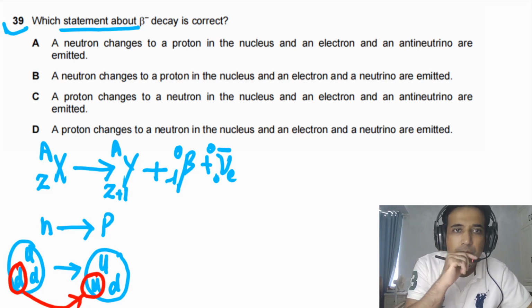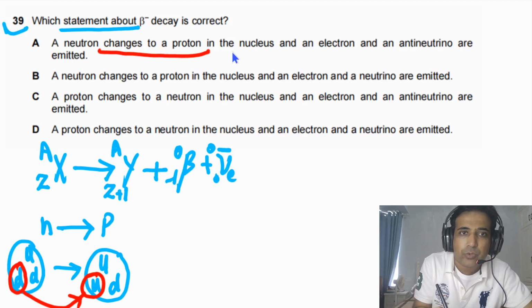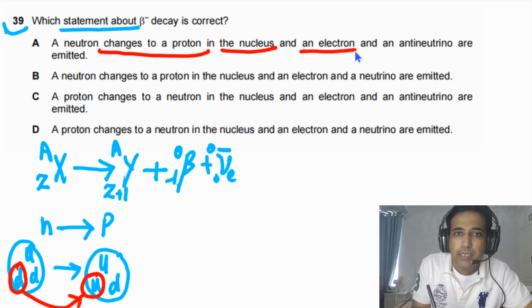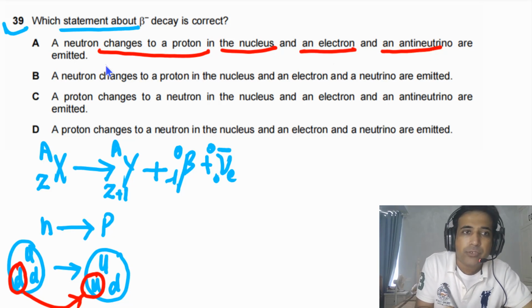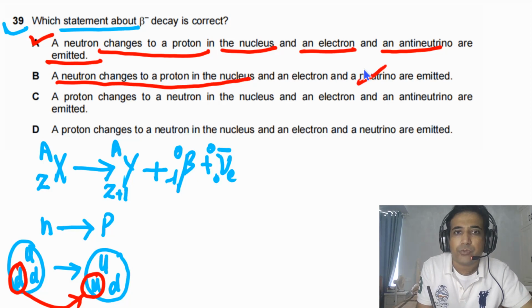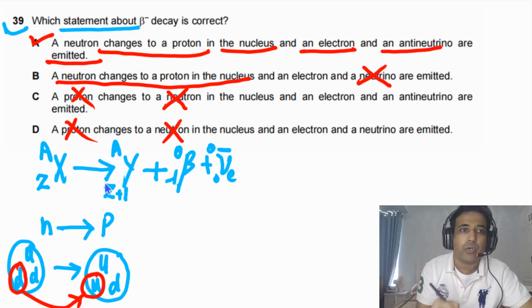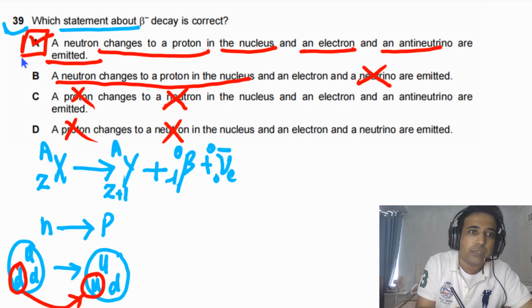Now if you look at the given options, it says a neutron changes to a proton in the nucleus, and an electron and an anti-neutrino are emitted. So this statement is correct. A neutron changes to a proton in the nucleus, this is right. Electron and neutrino, this is incorrect. A proton changes to a neutron, this is incorrect. A proton changes to a neutron, this is also incorrect. In this case a neutron changes to a proton. So the answer for this question is A.